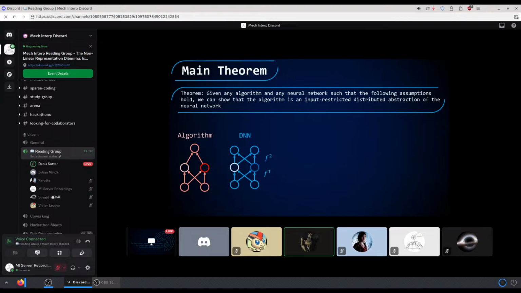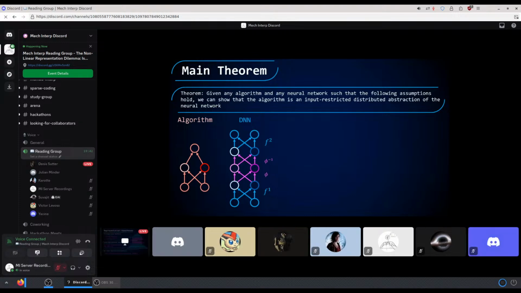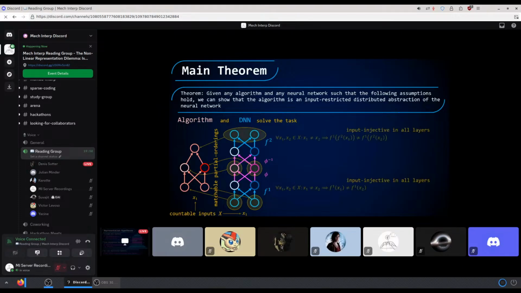Now let me give the assumptions required for this theorem, aligning any causal graph with any neural network, using some phi to get a latent space for input-restricted distributed abstraction. We assume that each node in the causal graph can be associated with at least one neuron in the model. Furthermore, both the algorithm and the neural network are required to solve the given task and to operate over countable inputs. Finally, the neural network must be both injective and surjective.